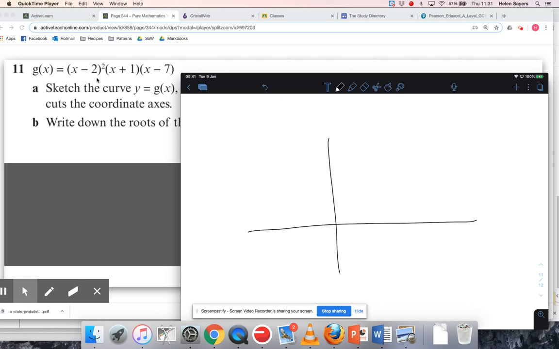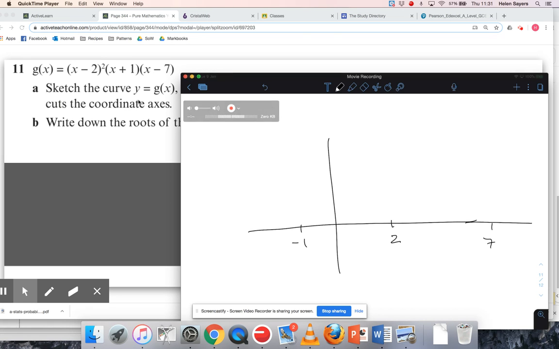I've got the roots. So there's a repeated root at x equals 2. We'll think about what that means in a second, but let's just label that on. There's a root at x is minus 1. Not drawing it to scale, just roughly accurate is fine. And then there's a root at 7. So 7 can be up there somewhere.